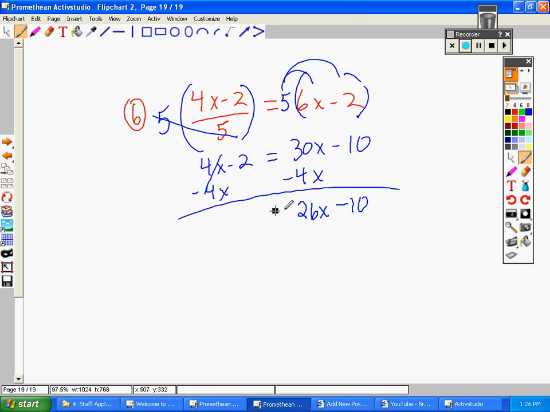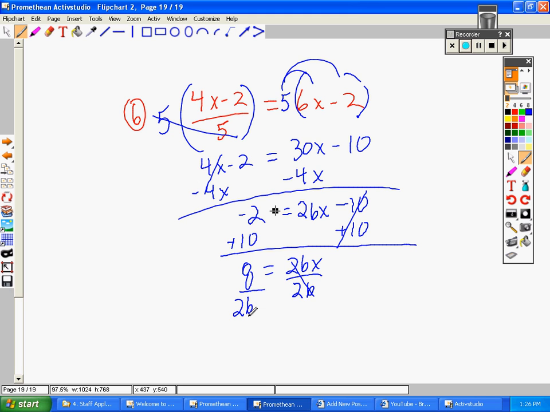26x minus 10, which equals negative 2. Add 10 on both sides. 26x equals 8. Last step is going to be to divide by 26, so I can get x alone. And I have a fraction, 8/26. That's less than 1, so I'm going to have to reduce it. I could divide by 2 and get 4/13. So x equals 4/13.